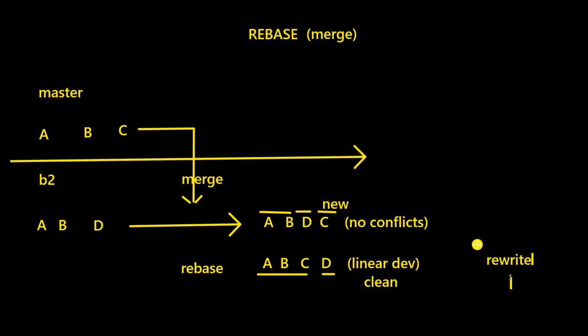What rebase does is rearrange the commit history in such a way that all the parent commits will be arranged initially, then the child commits. First, all the parent commits as per the timestamp, then all the child commits as per the timestamp. This is what is rebase.